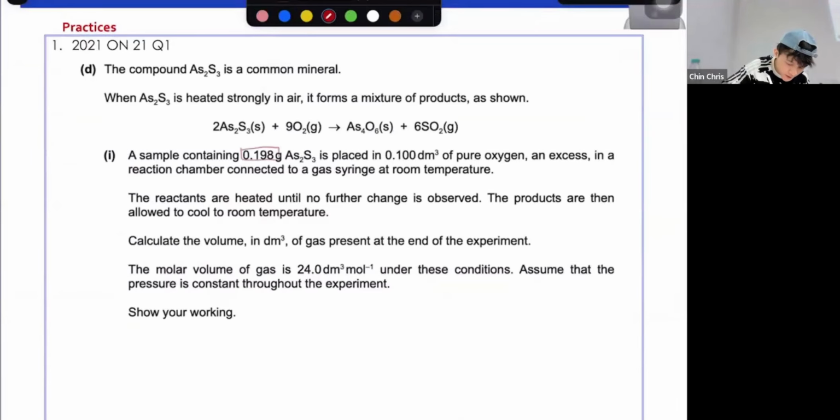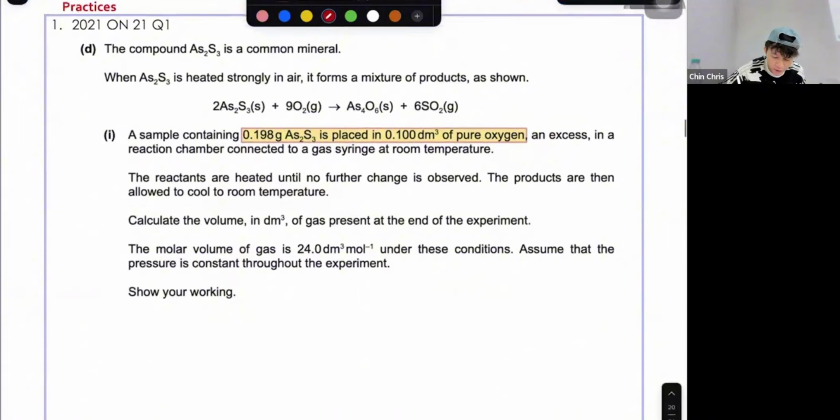This amount of As2S3, okay, placed in this amount of pure oxygen. Okay, reactants are heated until no, the reactants are then allowed to cool. Calculate the volume of gas present at the end of the experiment. Yeah.